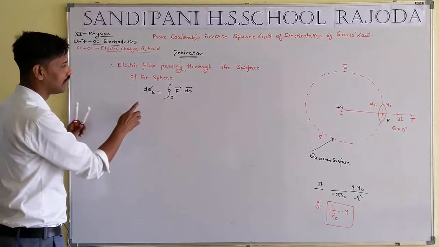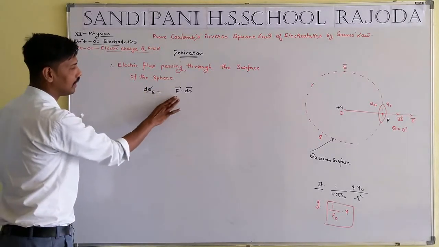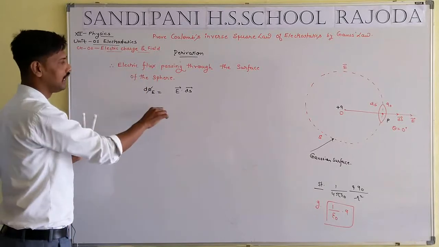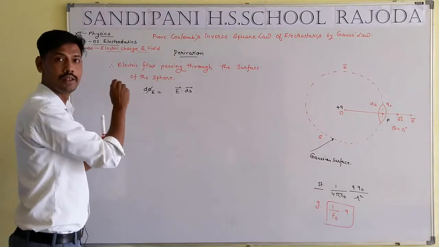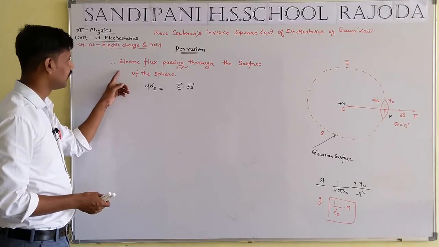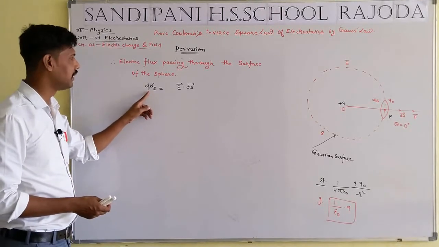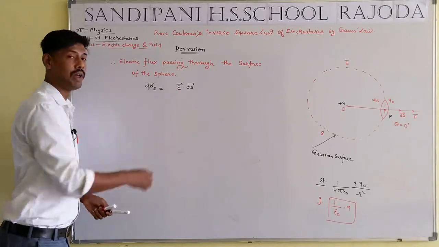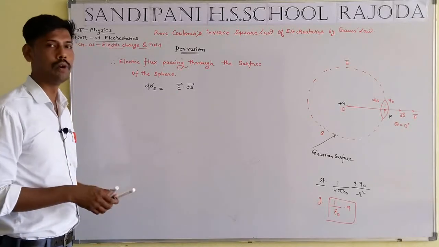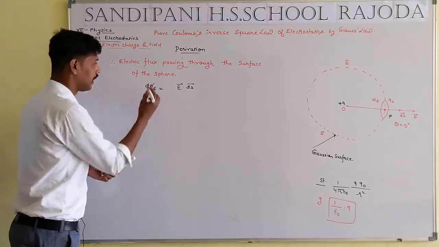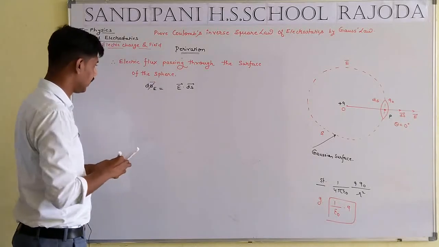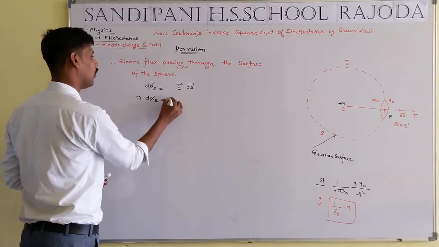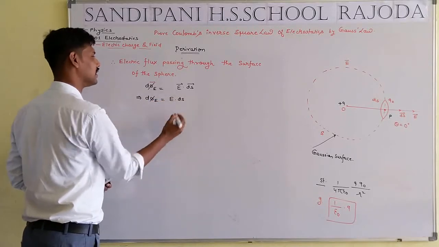Okay, d phi E equal to integration. Integrating both sides, integration of d phi E. So by the definition of the electric flux, we get d phi E equal to E into ds. This equation is in the form of a vector. Now convert into the form of the scalar. d phi E will be equal to E ds dot.